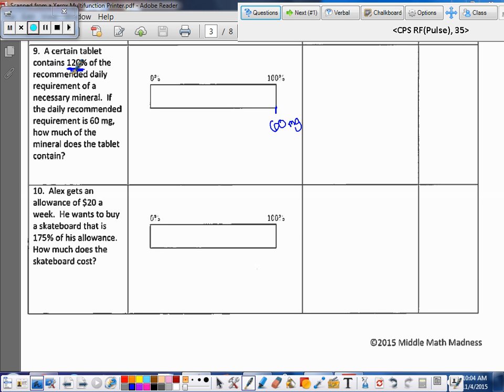How many pieces would I need if each one's worth 20%? Just 3, so 20, 40, 60, that's 100? 5. 5 pieces, thank you, Jeremiah. So, once again, we'll divide it into 5 equal pieces.